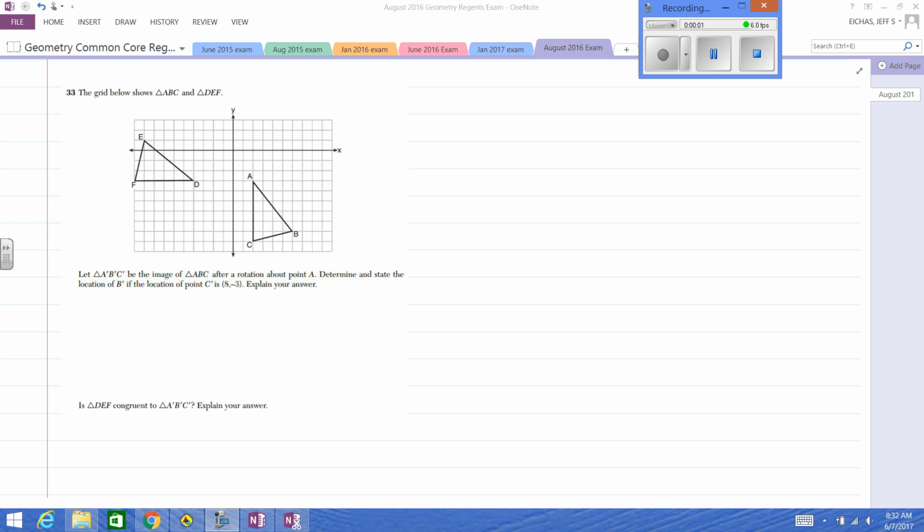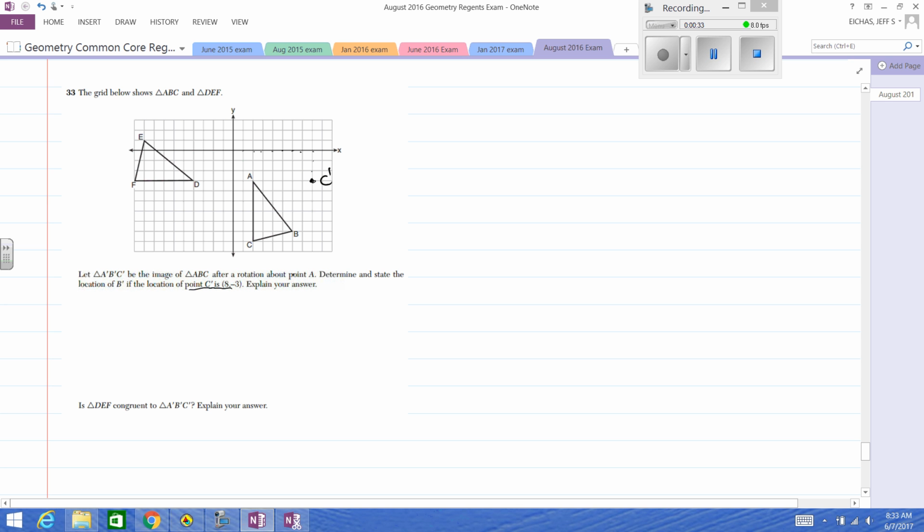All right, here to finish up the August 2016 exam, starting at number 33. Let's see, we've got a transformations problem. Determine and state the location. Oh, okay. So they're telling us where C prime lands. So let's go ahead and graph (8, -3). Okay, so there goes C prime.